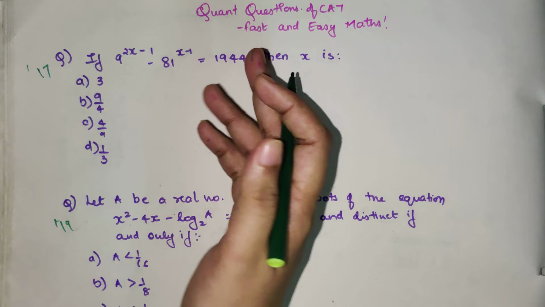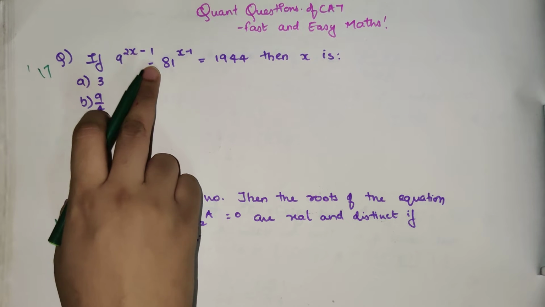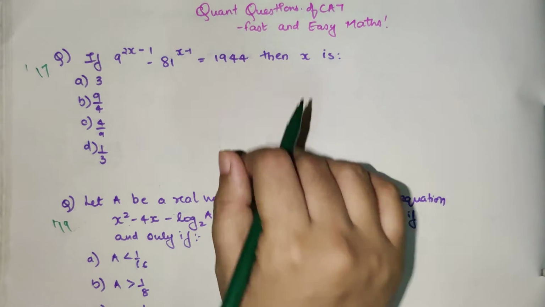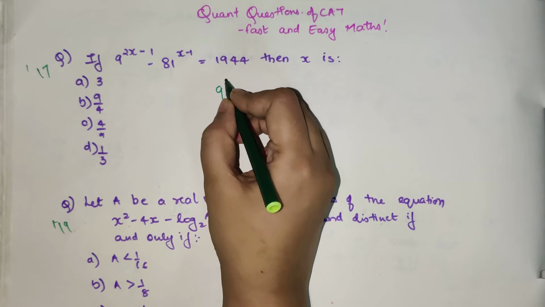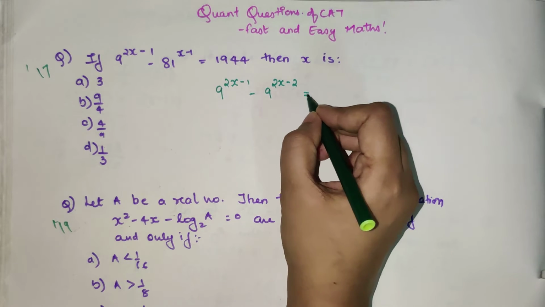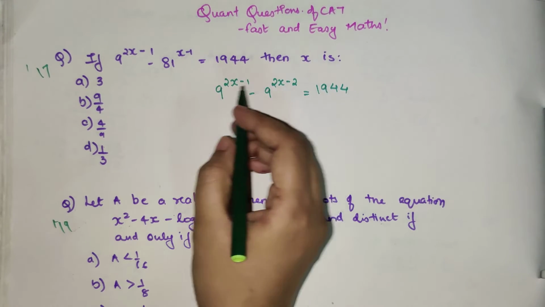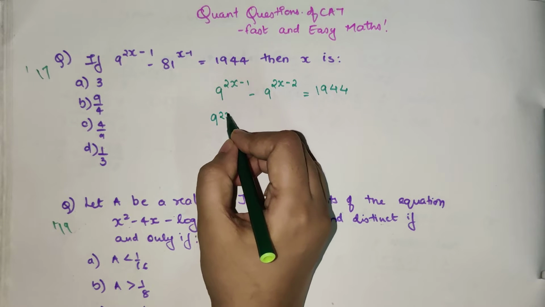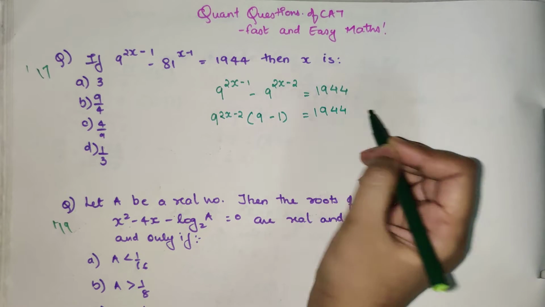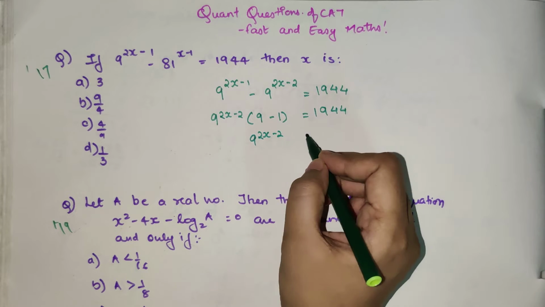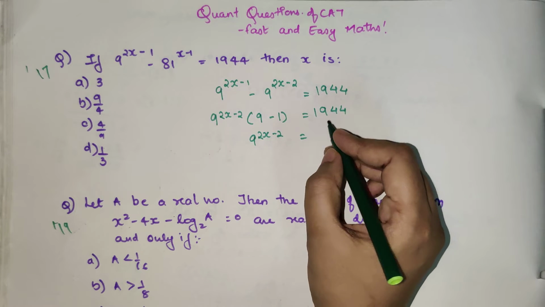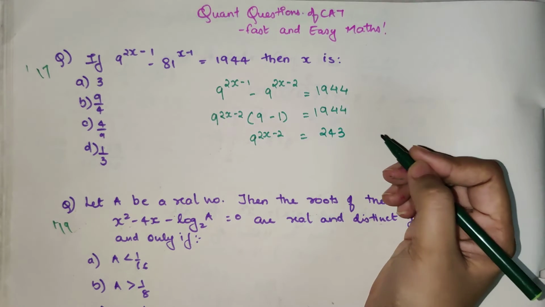Okay, so let's look at the first question. If 9 raised to 2x minus 1 minus 81 raised to x minus 1 is equal to 1944, then x is equal to? I can write this as nothing but 9 raised to 2x minus 1 minus 9 raised to 2x minus 2 is equal to 1944. Now I can take a few things common. I can take 9 raised to 2x minus 2 common, and I am left with 9 minus 1 is equal to 1944. So now 9 raised to 2x minus 2 into 8. I am going to shift it to the other side. So 1944 divided by 8 gets you 243.